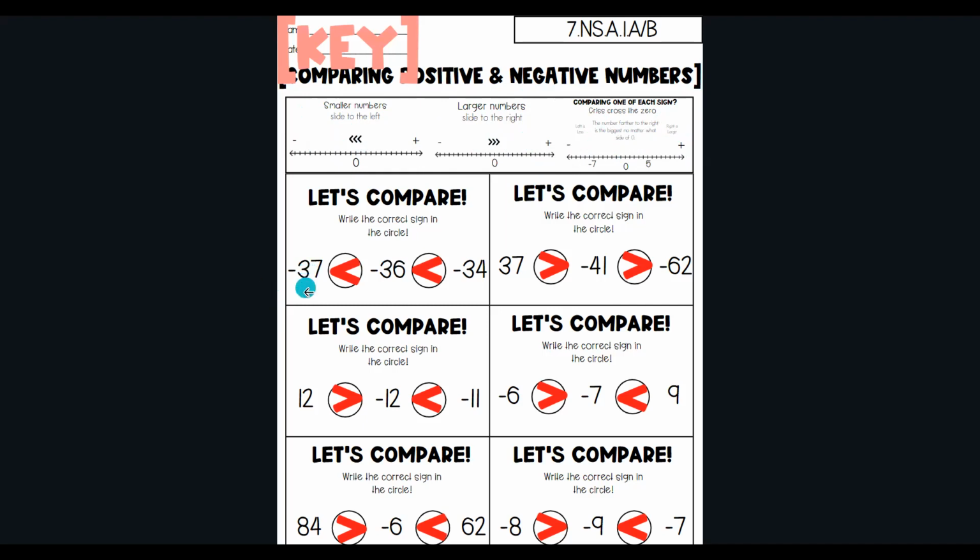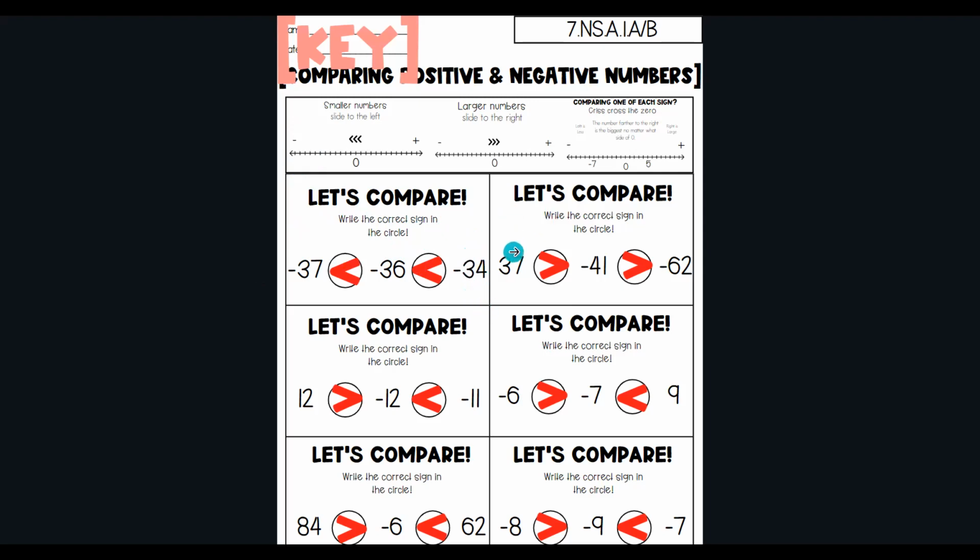So let's take a look. We have -37, -36, -34. -37 is going to be the furthest away from 0, the furthest to the left. So we would say that -37 is less than -36 is less than -34. -34 is going to be our value closest to 0.